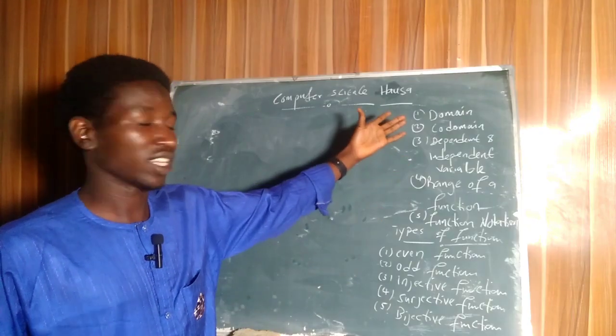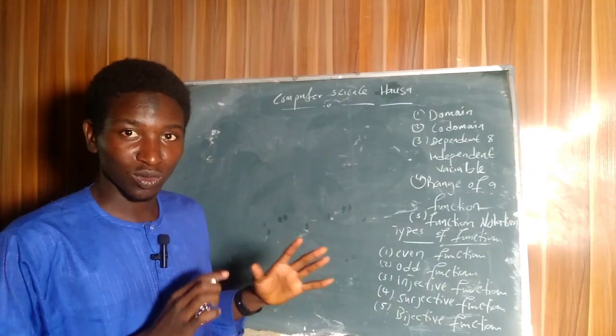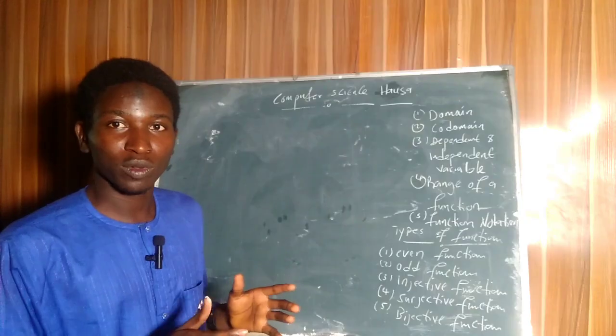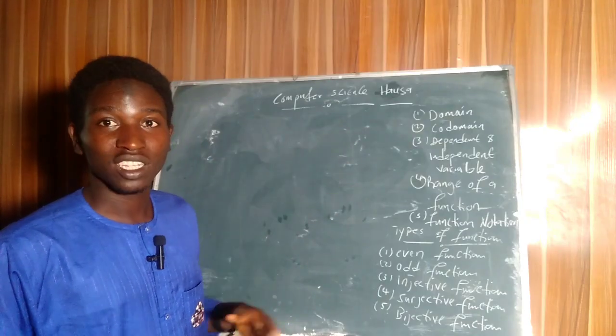Zan ɗan yi shirin molet ne kawai akan domain and codomain. So in a nutshell, ba wani dogon surutu ko wani abu na definition. Idan aka ce domain ana magana a set of input, wato shine ake ce ma domain. And then the codomain is a set of output.